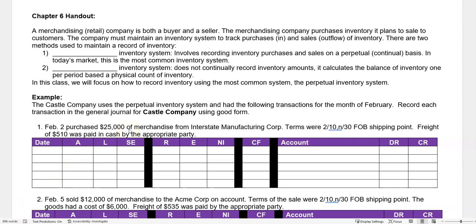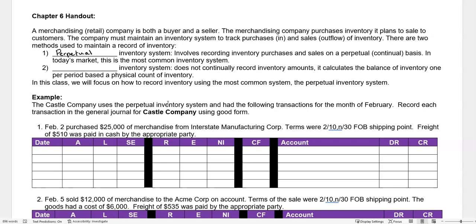Now, as a buyer and seller, when we buy stuff for resale, we call that inventory. That's an asset to our company. There's a couple of different ways that we can look at inventory or account for inventory. First is called the perpetual inventory system. Now, the perpetual system is a little bit more common these days because technology allows us easier tracking of our inventory. Perpetual systems are real time.